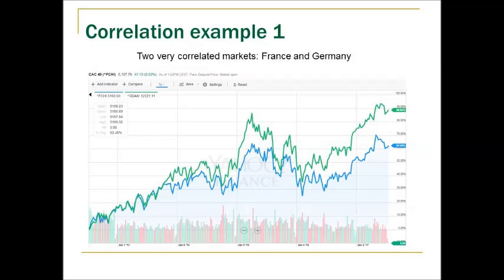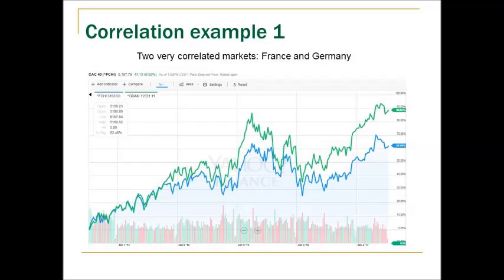In this correlation example, these are France and Germany. You can see two very correlated markets on a daily basis, and it's over 5 years. But what you can see also is that because two markets are very correlated, it doesn't mean that in the long run they're not going to evolve separately.